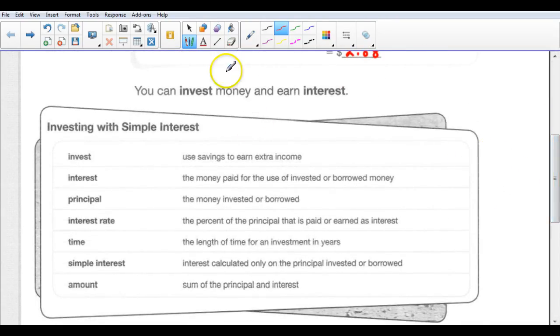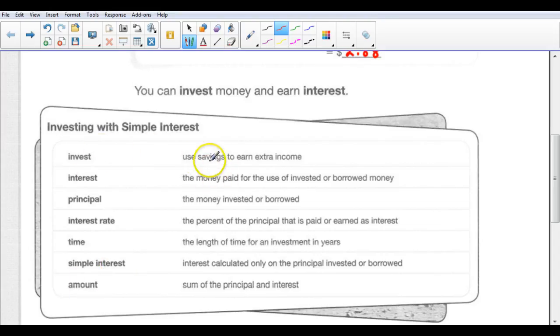You can invest money and earn interest. Invest means to give your money to the bank or to an investment firm, and they will put it away in some kind of an account, and they will invest it for you, and you will earn interest on your money. You earn a percent on your money, and percent is usually calculated per year. Okay, so there are some key terms that you have to know here: invest, interest, principal, interest rate, time, simple interest, and amount.